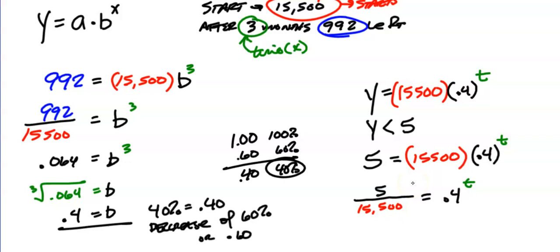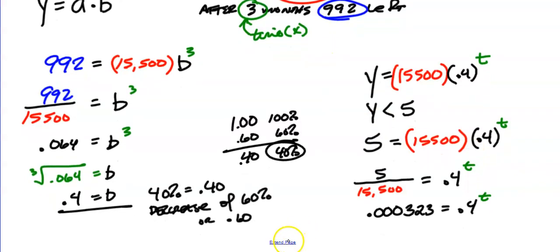5 divided by 15,500 is 0.000322. Let's round this to 0.00032. And that's got to equal 0.4 to some exponent of t. We know that after 3 months we have 992, which means to get to 5 rooms, it's got to be more than that. So let's just try it at 4.